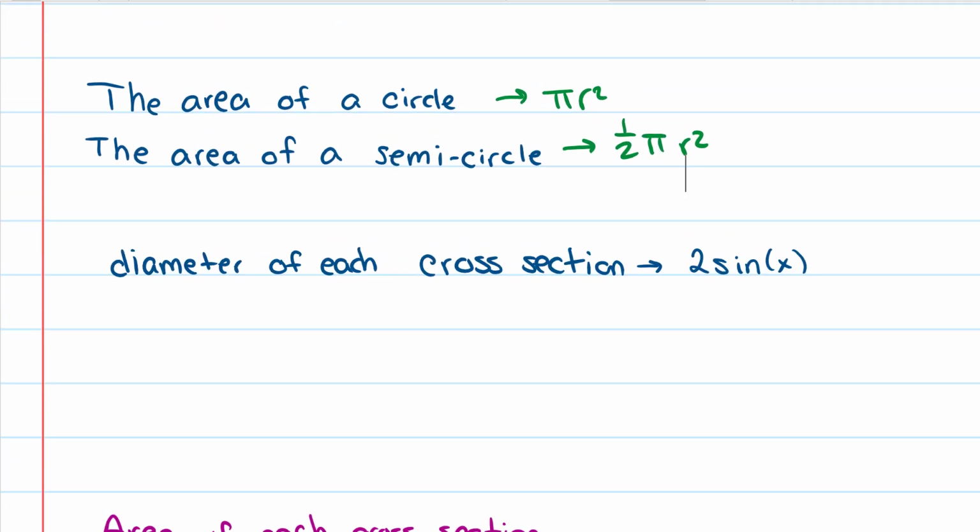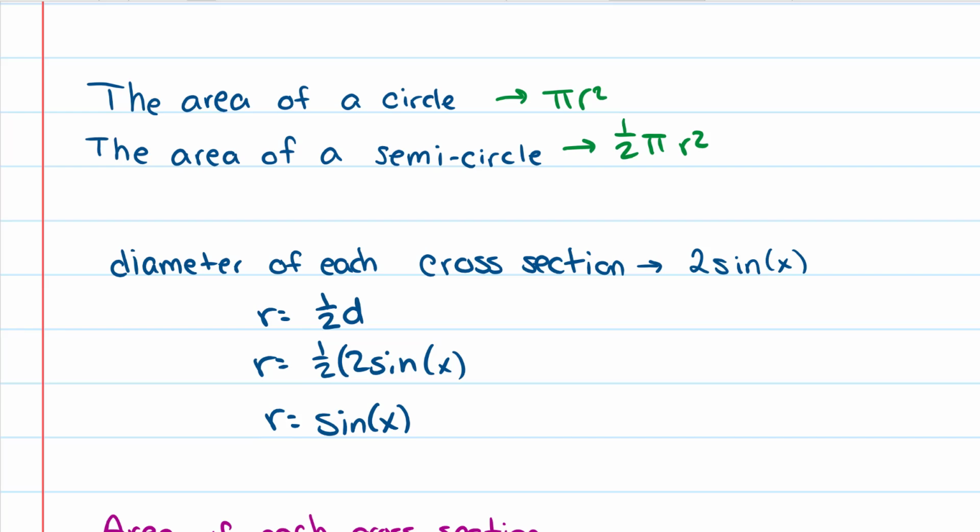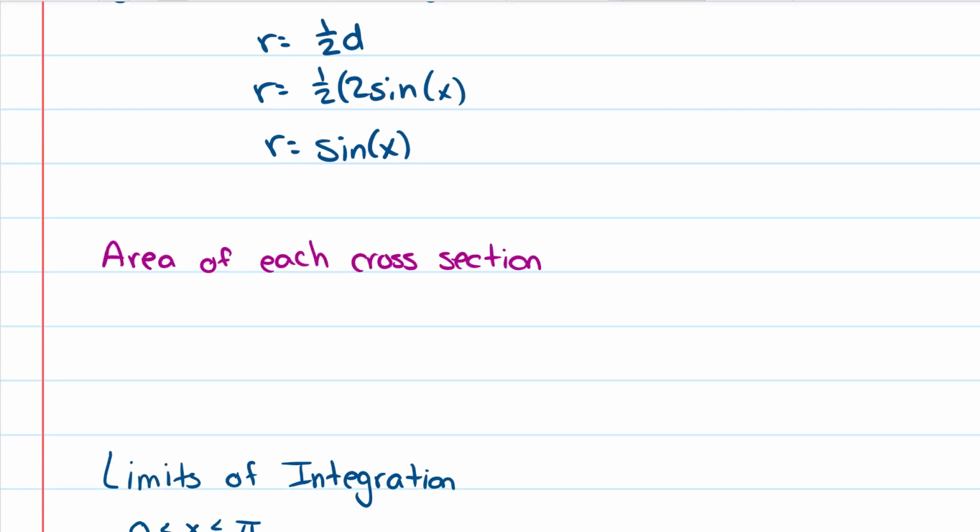What we need to do is find the radius for each cross section. We know the diameter is 2 sine of x, and the radius is 1/2 the diameter. So the radius is 1/2 times 2 sine of x, so the radius is sine of x. Then the area of each cross section is 1/2 pi r squared, so the area is 1/2 times pi sine of x squared.